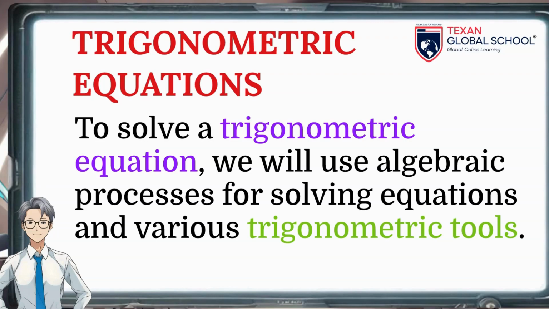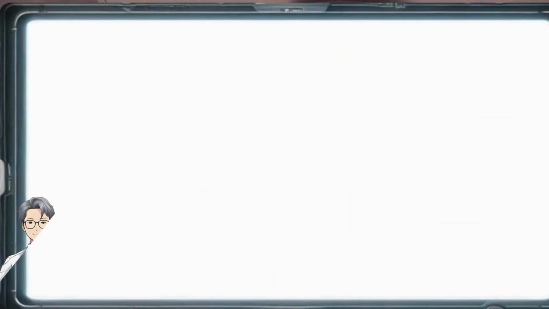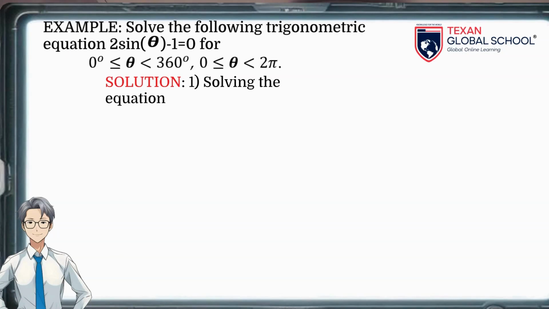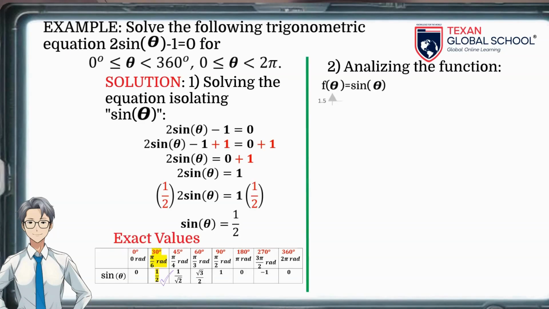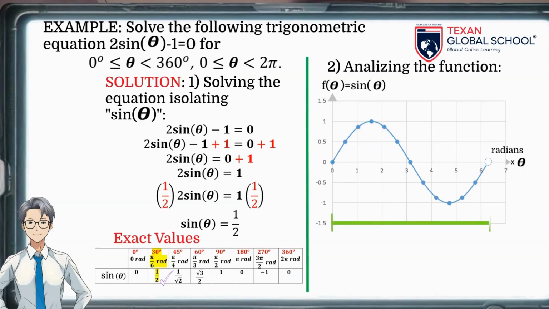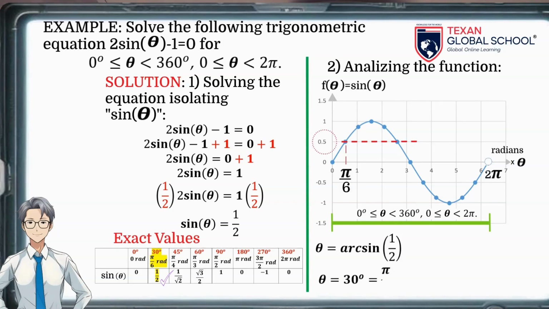Finally, to solve a trigonometric equation, we will use algebraic processes for solving equations and various trigonometric tools. We can solve linear or quadratic equations as appropriate, and later analyze the functions to obtain the angles. As seen in the example, all the previous tools are used depending on the case.